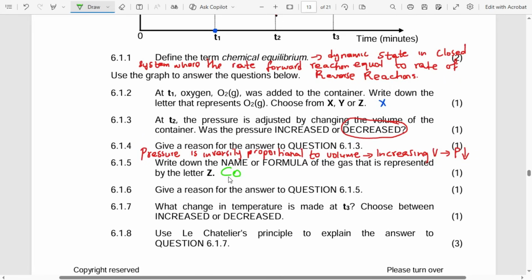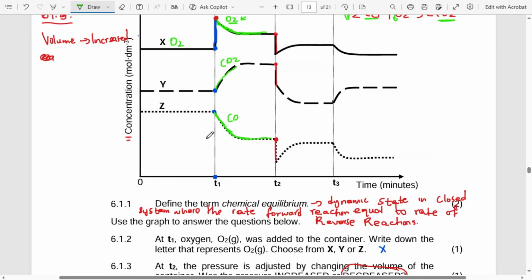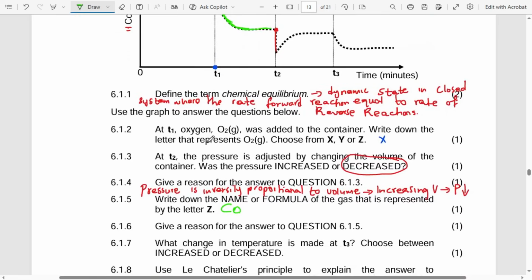Right. And then after T1, you can look at this. After T1, we can see that X decreases, and then Y increases, the product is formed, and then Z decreases, meaning that the reactants are consumed. Thus, Z must be that CO. Okay, carbon monoxide.